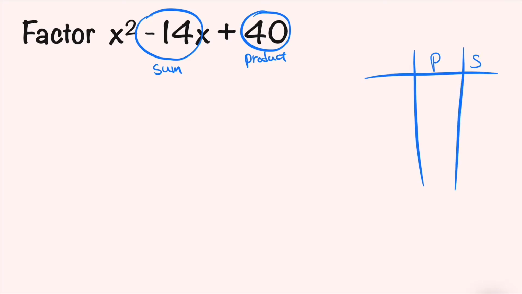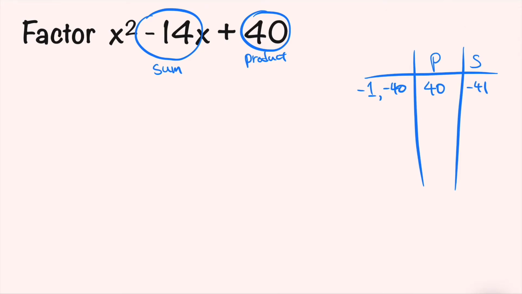We have 40 as their product, but their sum is a negative number. That means that the two numbers that we're looking for are two negative numbers. Because when you multiply two negative numbers, they become positive. But when you add negative numbers, they're negative. So the first numbers that I'm going to try are negative 1 and negative 40. And when you add them, they become negative 41. Not the number we're looking for. We want it to be negative 14.